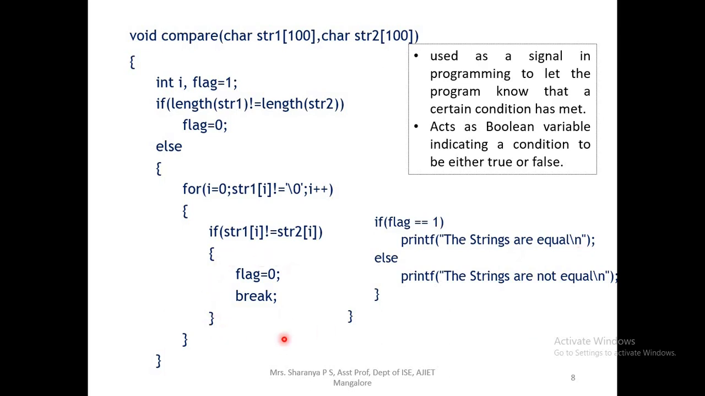If any one character is found as a mismatch, in such case it is going to set the flag equal to 0 and it is not necessary to process the rest of the characters. That's why I have used the break statement here. That is, we are breaking the next set of processing that is done by the for loop. So this terminates the for loop and it prints strings are not equal. This is how we can perform the comparison.